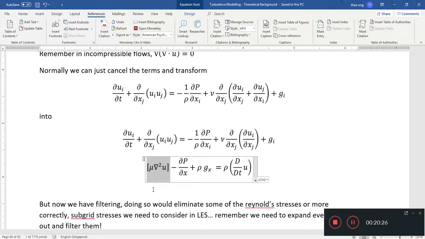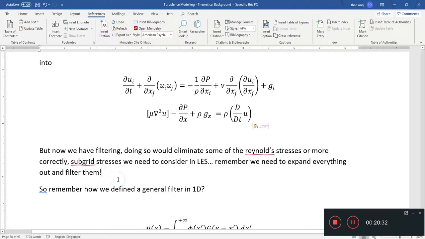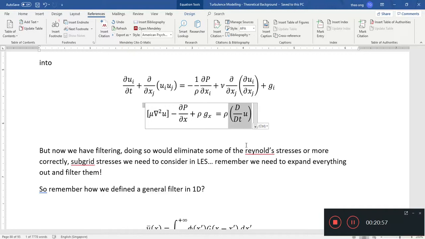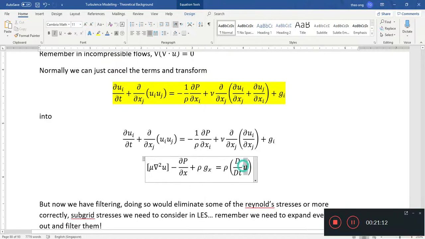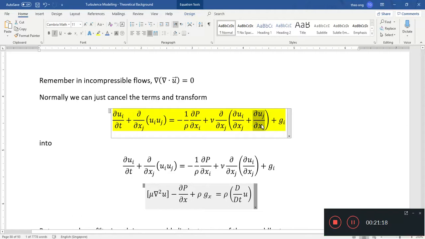And now, the thing is that we want to be very careful about just cancelling terms off like that, right? Because now we have filtering. If we just keep cancelling terms like that, reducing this expression into this expression here, we may actually wind up eliminating some of the Reynolds stresses or subgrid stresses. So the correct way is to instead leave it as it is and filter first and see whether we can get rid of them. That's why we want to leave it in its more so-called pristine state without cancelling out all of these terms, because you might cancel out some important terms that are still around after you filter.